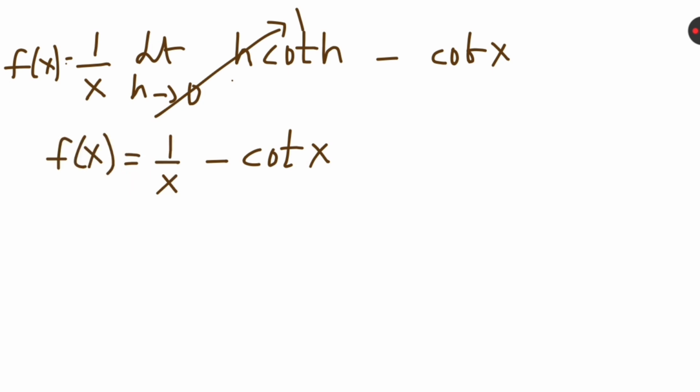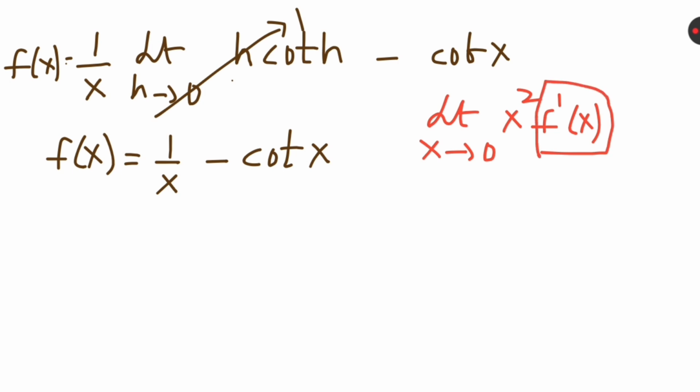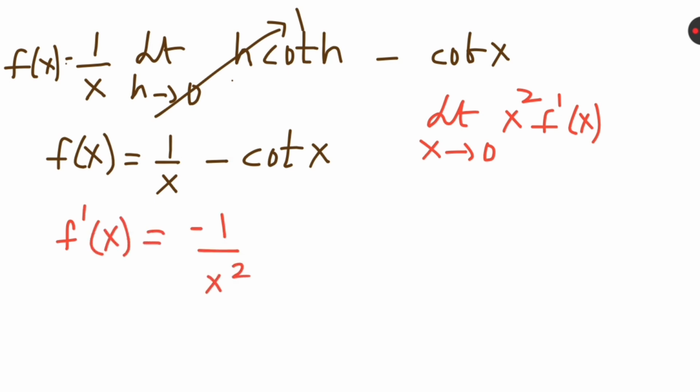What is our question? We need to find out limit x tends to 0, x to the power of 2, derivative of f of x. Here what we do, first do the derivative of this f of x, then multiply with the x power 2, then take the limit. So that's why first do the derivative of f of x. So what is the derivative of 1 over x? Minus 1 over x raised to the power of 2 minus, what is derivative of cot x? Which is minus cosecant square x. So here minus into minus plus. So finally we got derivative of f of x is minus 1 over x raised to the power of 2 plus cosecant square x. We are done with this f derivative of x.